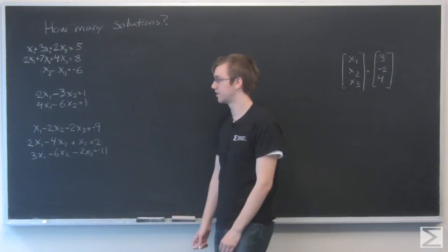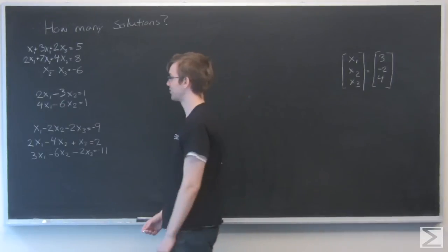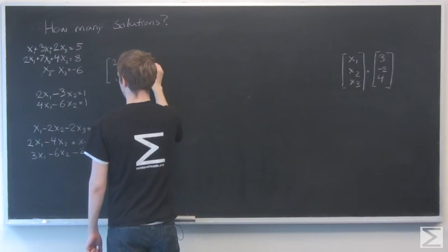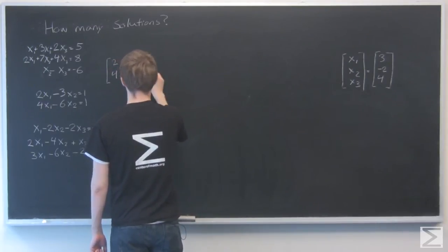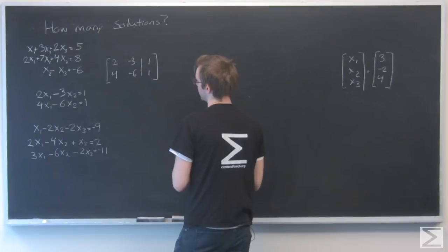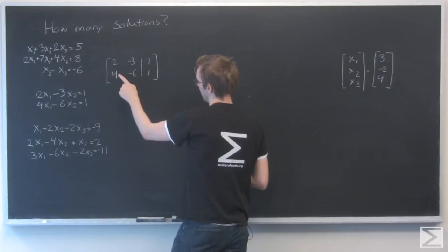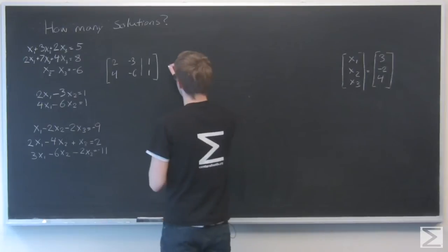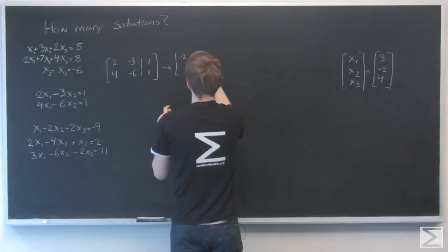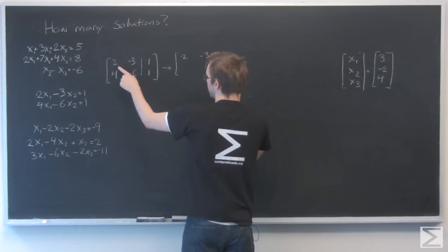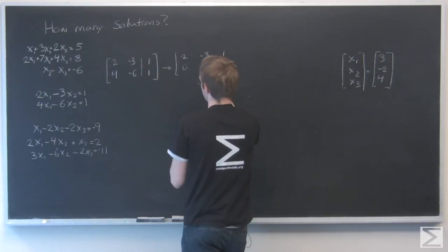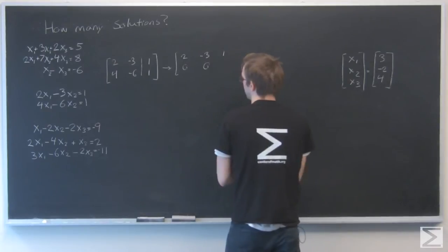Okay, let's solve this. This is only in two variables. This will be shorter. Let's write it in a matrix. 2 minus 3, 1. 4 minus 6, 1. Okay. Right away, I can subtract 4 minus 2 times this row. So 4 minus 2 times 2 is 0. Minus 6 minus 2 times minus 3, that's also 0. 1 minus 2 times 1, that's going to be negative 1.